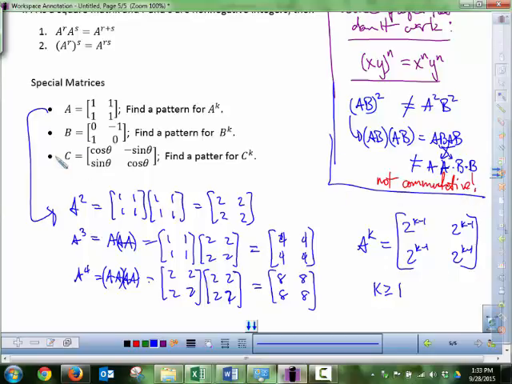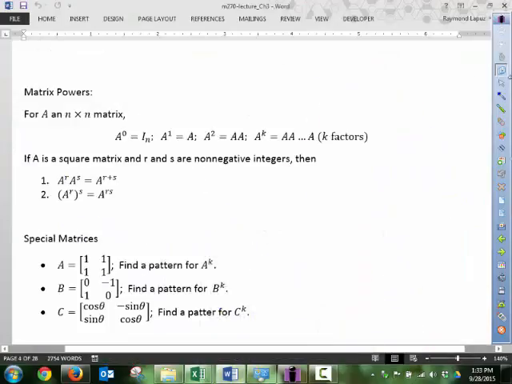So there's a couple more over here. You can try to find a pattern for these things for the sines and cosines and with this special matrix and see what happens. All right, questions? Let's see what's next. Let's move on.